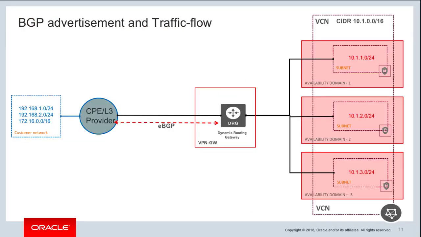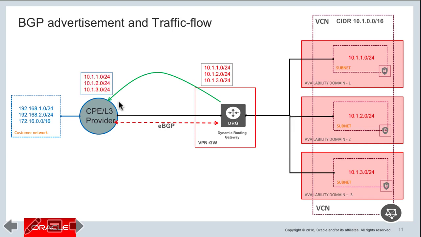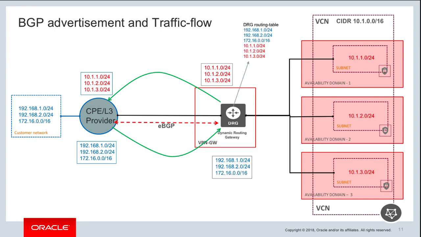So let's take a look at the BGP advertisement in case of private peering. You have a virtual cloud network with a 10.1/16 network. It has three subnets within that CIDR. On the customer side, you have the 192.168 network and then a 172.16/16 network as well. As a first step, BGP advertises the three subnets that it is connected to the CPE provider on the customer side. The customer side equipment then advertises the three subnets that it is connected to, and as a result, the dynamic routing gateway's routing table gets updated.